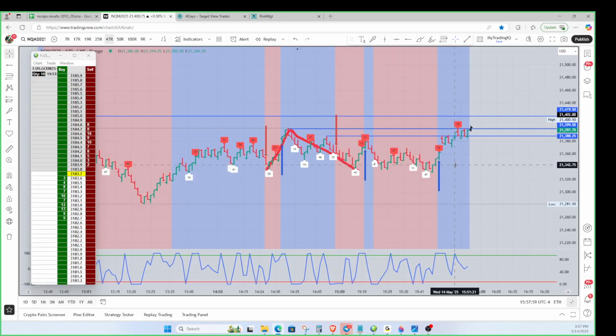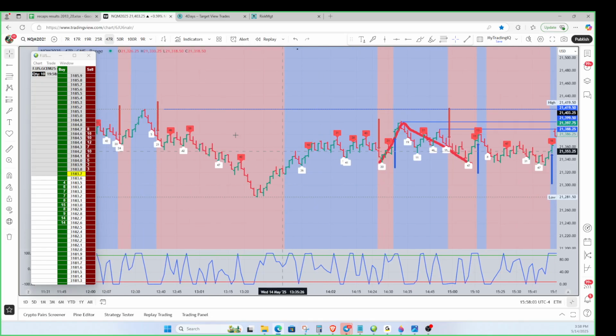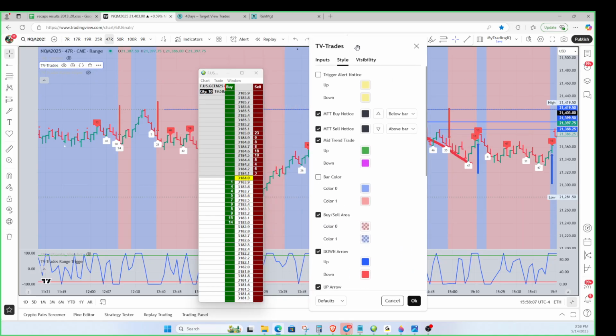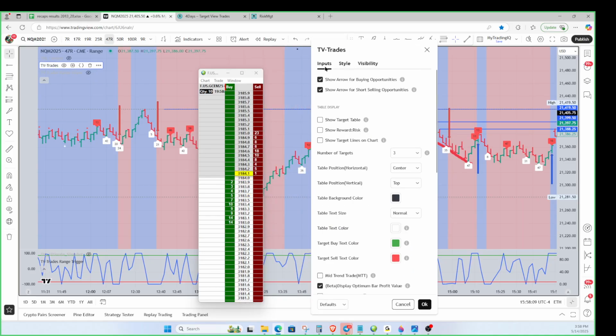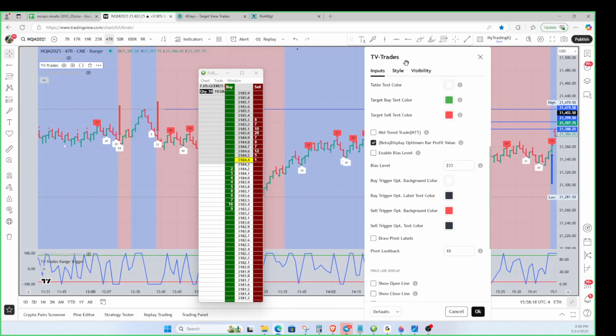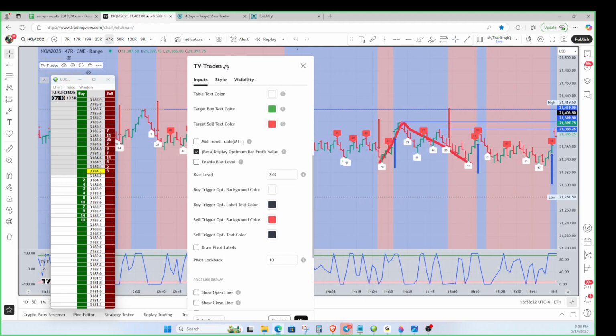So if you just taken the arrows are working out okay. You see how when the arrows, sometimes they go back and forth really quick like that? There's a thing within the TV trades called the bias. By default, it is off, right? But it's right here, enable bias level. If you do enable the bias level, it's going to eliminate when it goes back and forth like that. So it's not going to give you trades in opposite directions, one right after the other like that.